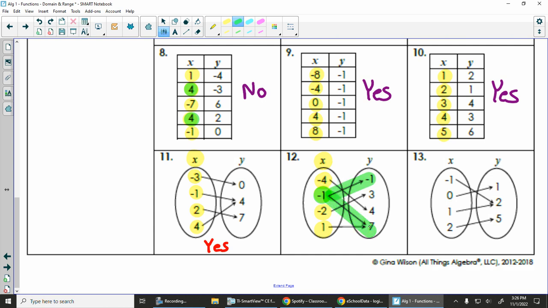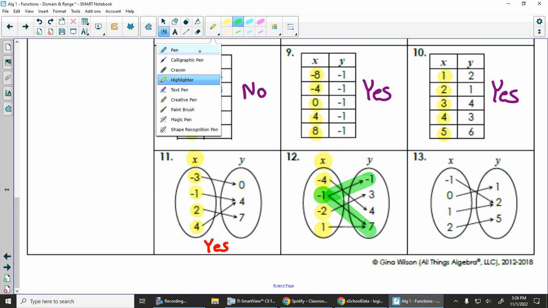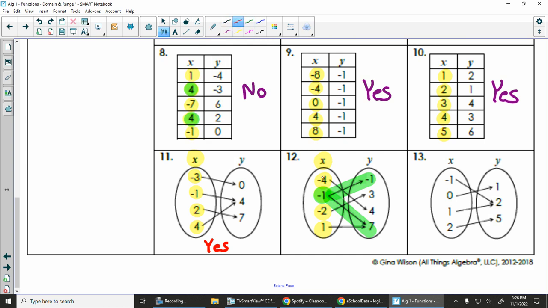That is a problem. So since that particular x value is being used with more than one y, that means this is not a function. You cannot reuse those x's. Okay? So take a second, pause the video, try number 13 on your own.